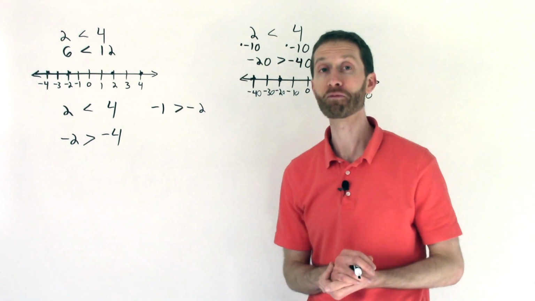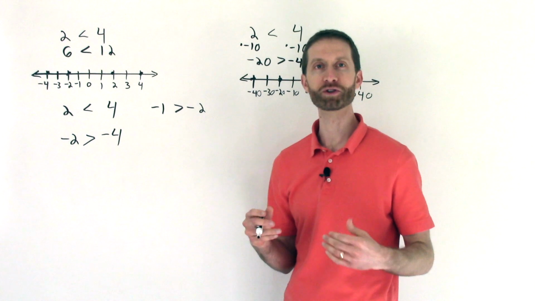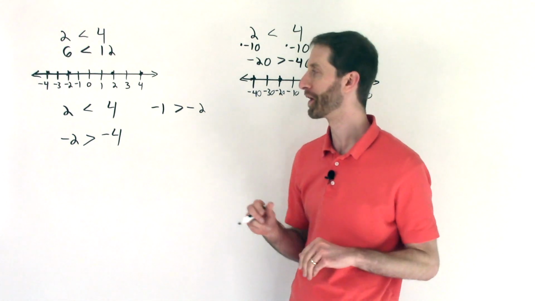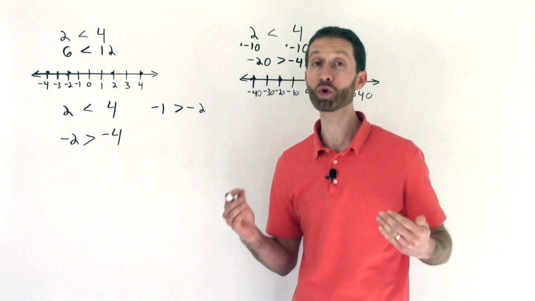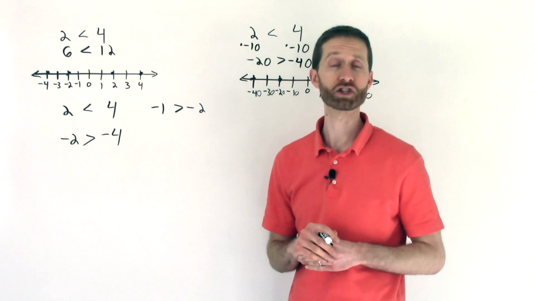I hope that was helpful for you. I think it's more than just a rule. You need to understand the closeness to 0 and why it is that we switch signs when we multiply or divide by a negative, and then the rule will stick and be a lot more than just straight memorization.